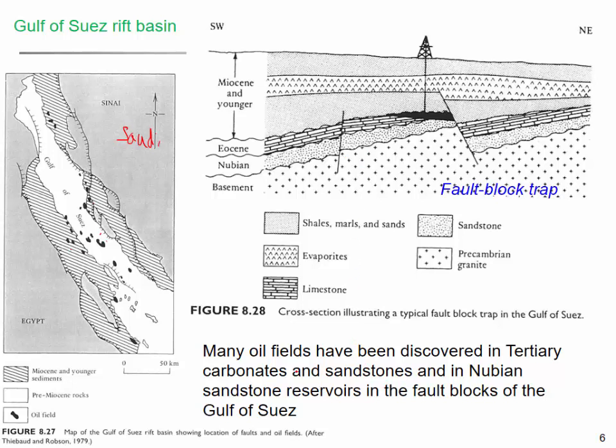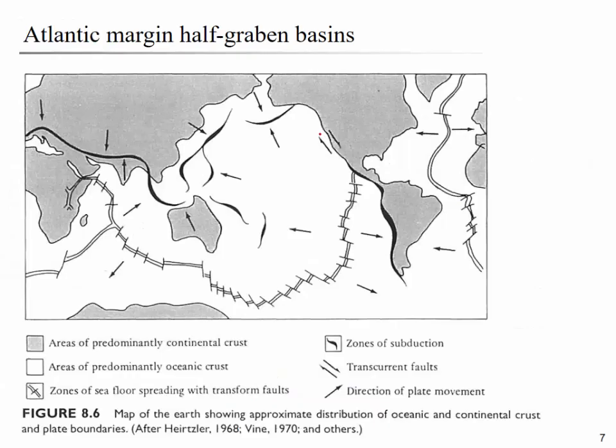So many oil fields in the Red Sea have been discovered in tertiary carbonate and sandstone. And also, in the Atlantic margin, half graben basin is in here. This is the Atlantic Ocean. And you have a mid-ocean ridge.